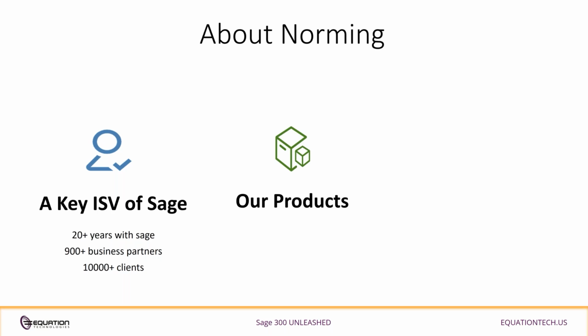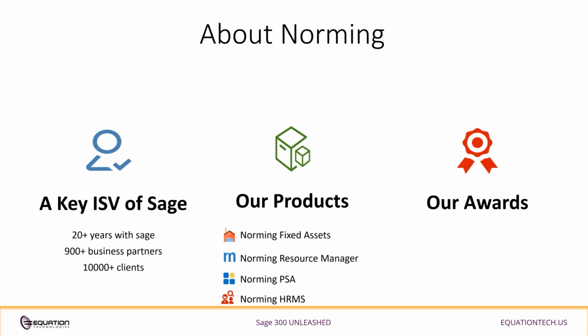Our key product, there's a couple of them really. There's the Norming Fixed Assets Solution, which is the flagship product for Norming. And if you keep hitting the arrow key, these will start popping up. And then of course there's Resource Manager, which is the application we're going to be focusing on today. There's a professional services automation solution, which is for professional services companies, which is 100% web-based. And then an HRMS solution, which is designed for international markets that need localized human resource management solutions.